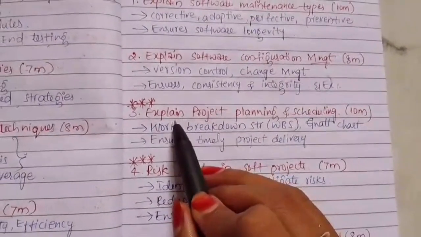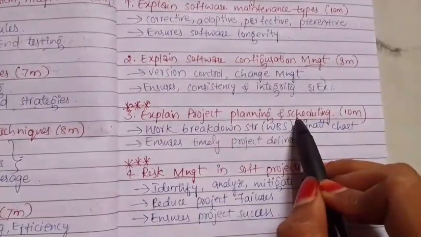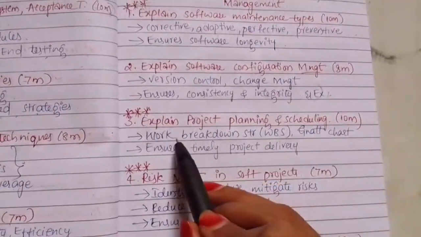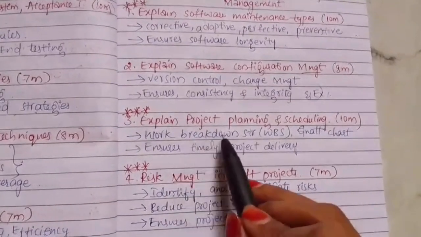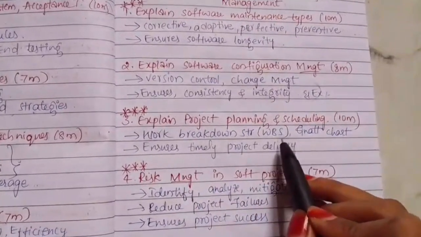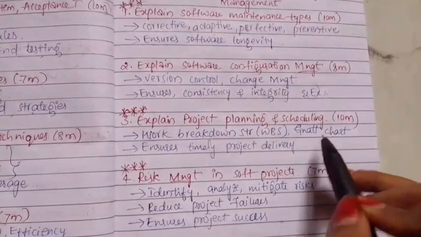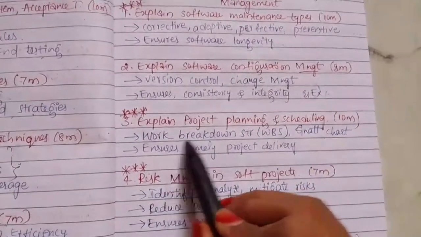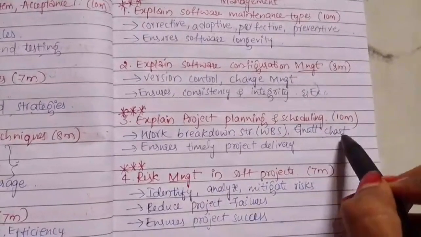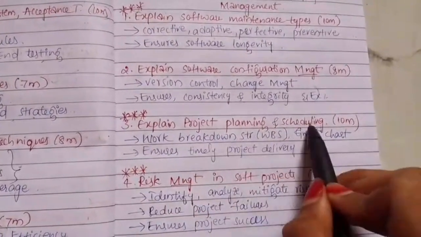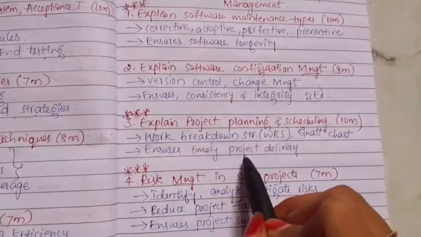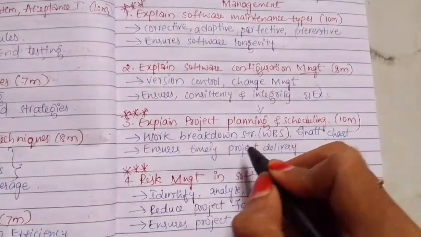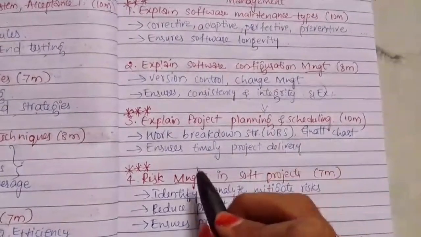And the third question is explain project planning and scheduling, which is very important, asked for 10 marks. You have to explain work breakdown structure, that is WBS, and Gantt chart. You have to explain these two under project planning and scheduling. This project planning and scheduling ensures the timely project delivery. At what time you are going to deliver that project to the customer.